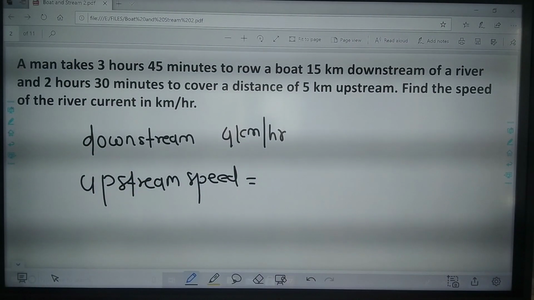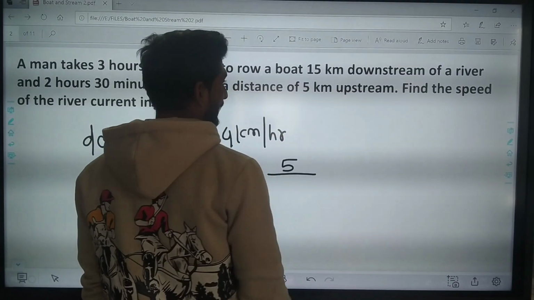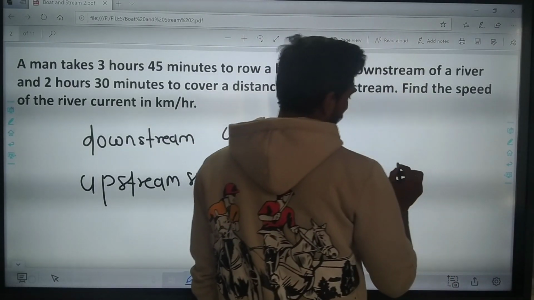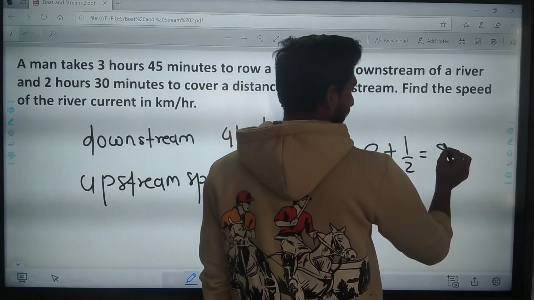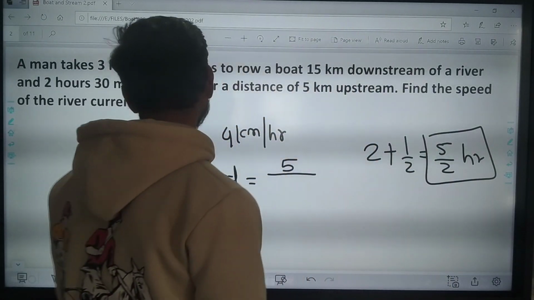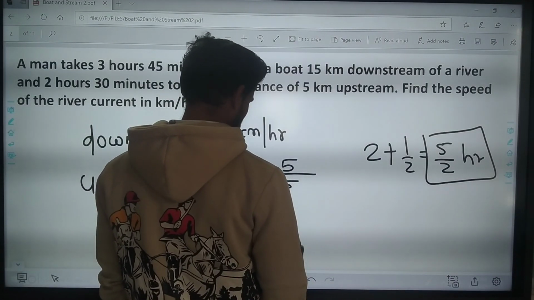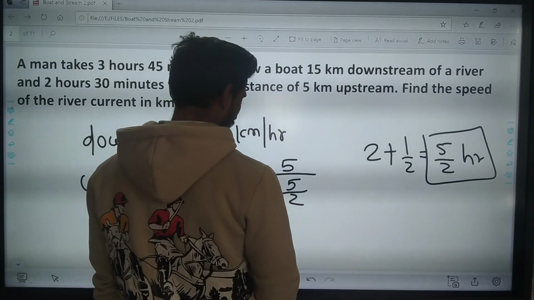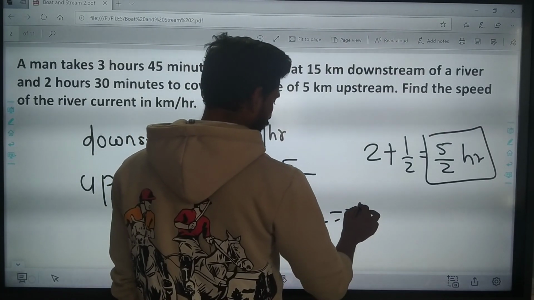Now here, upstream distance covered is 5 km and the time required to cover that 5 km is 2 hours 30 minutes. 30 minutes means half hour, that is 5 by 2 hours. Now we find the upstream speed: 5 upon 5 by 2. Then we write 5 into 2 by 5. 5 gets cancelled. That is 2 km per hour.